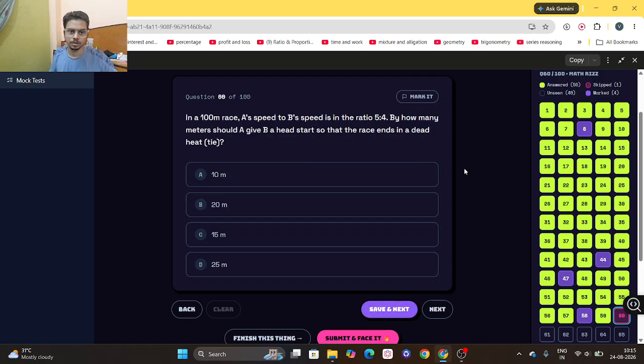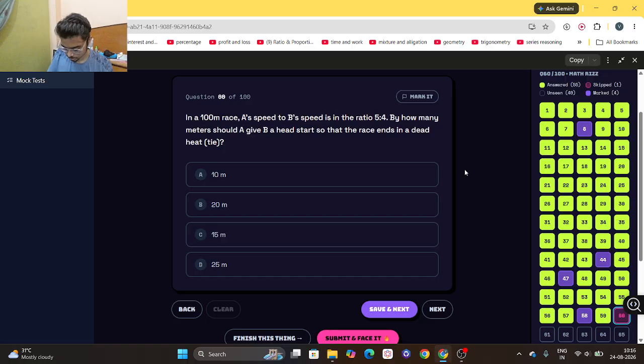Next, in a 100-meter race, A's speed to B's speed is in the ratio 5:4. By how many meters should A give B a head start so that the race ends in a dead heat? In a 100-meter race, A's speed to B's speed is in the ratio of 5:4. So let A's speed be 5 meters per second and B's speed be 4 meters per second. Time taken by A, time taken by B.